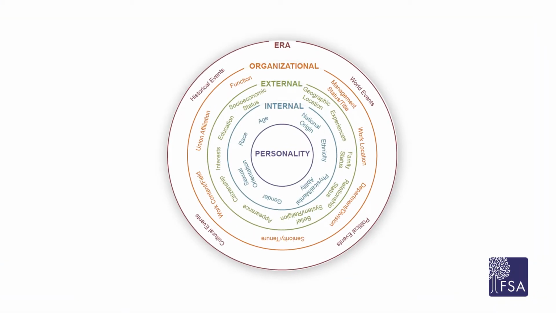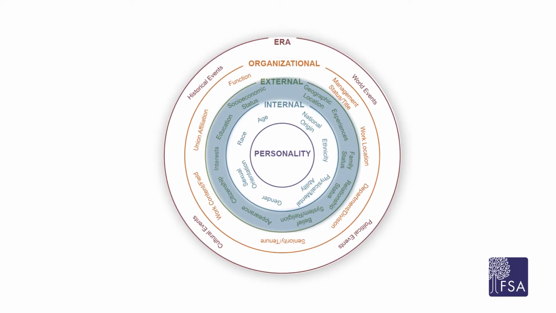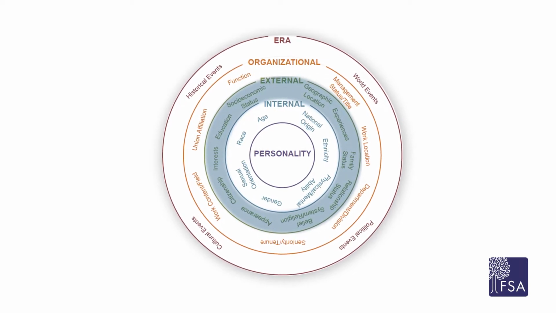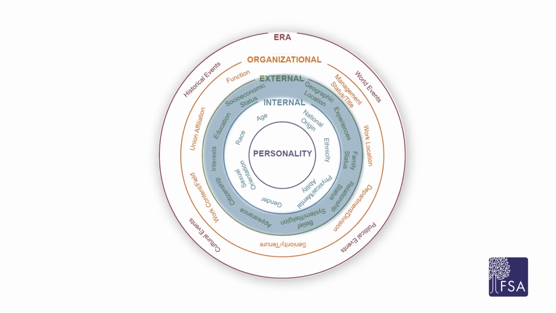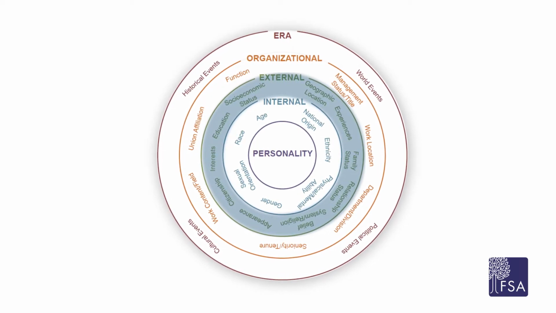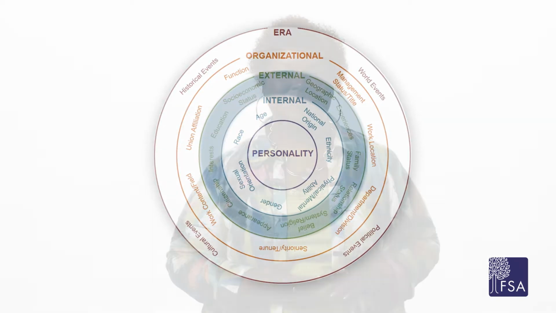Now let's look at external dimensions. This layer often determines in part with whom we develop friendships and what we do for work. This layer also tells us much about whom we like to be with and what we do as hobbies or for fun.